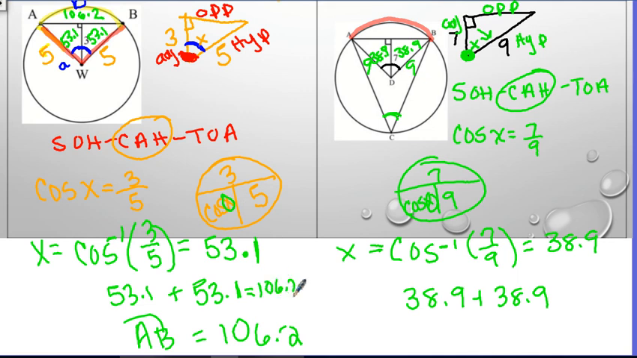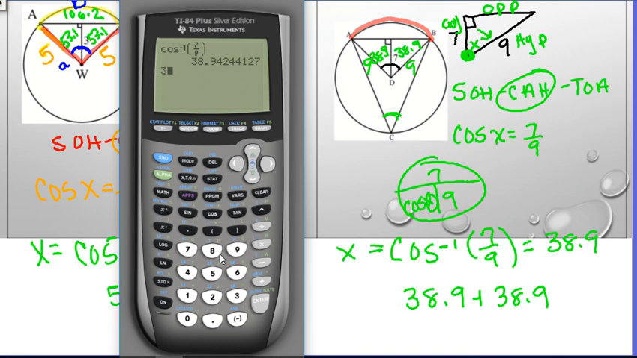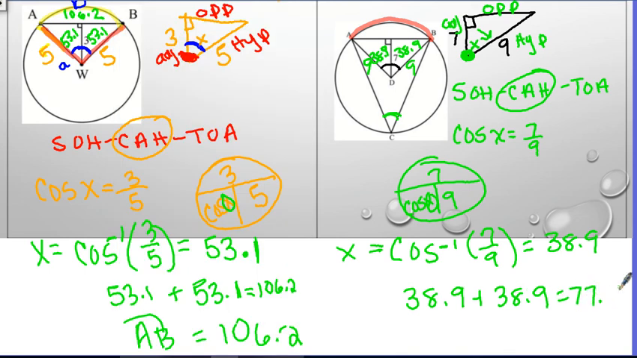So if I add those two together, 38.9 plus 38.9 equals 77.8. So that angle is 77.8 right here. That's that central angle. So that means the intersecting arc is 77.8.